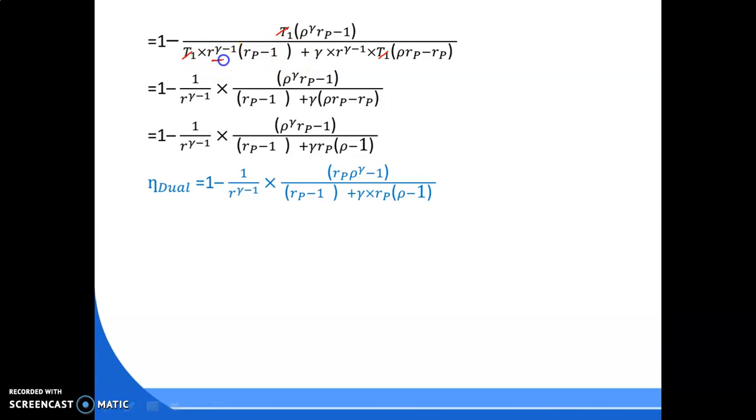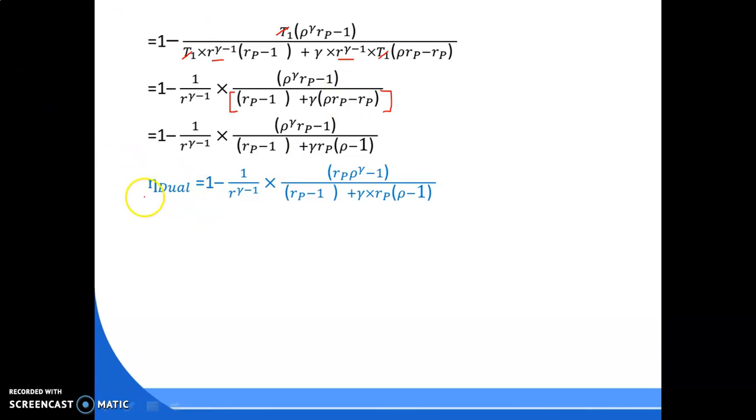Here r to the power gamma minus 1, and here also, will be taken outside. So what is left? Rp minus 1 plus gamma into rho Rp minus Rp. So Rp will be taken common. So rho to the power gamma Rp minus 1 divided by Rp minus 1 plus gamma Rp into rho minus 1.